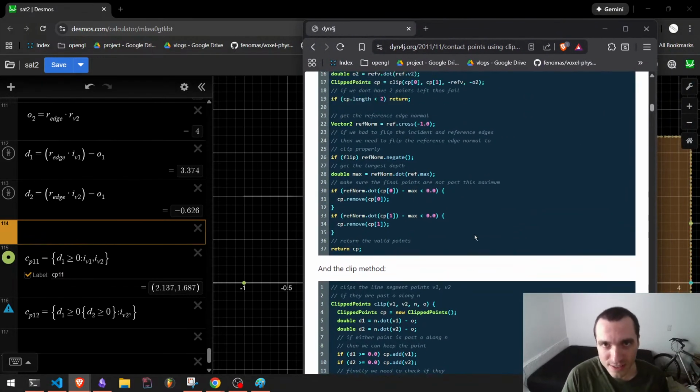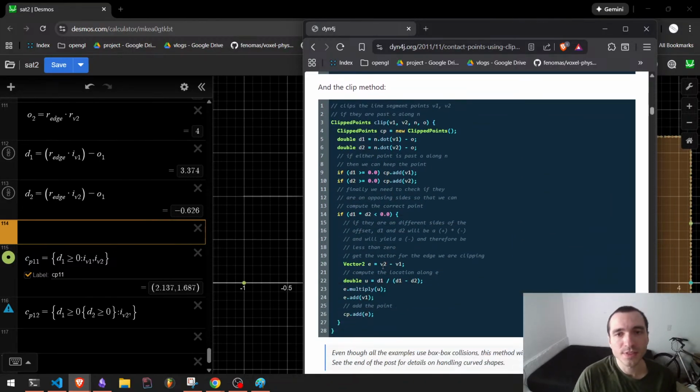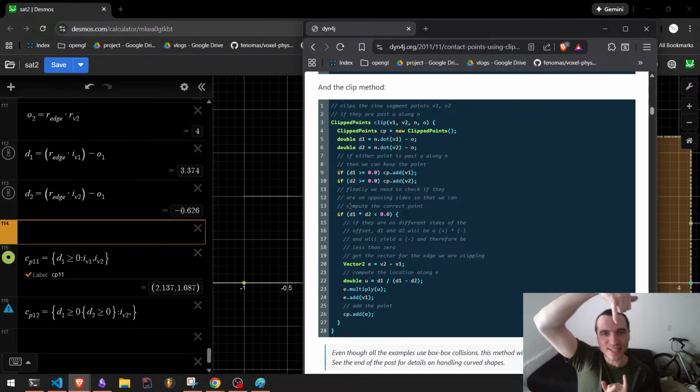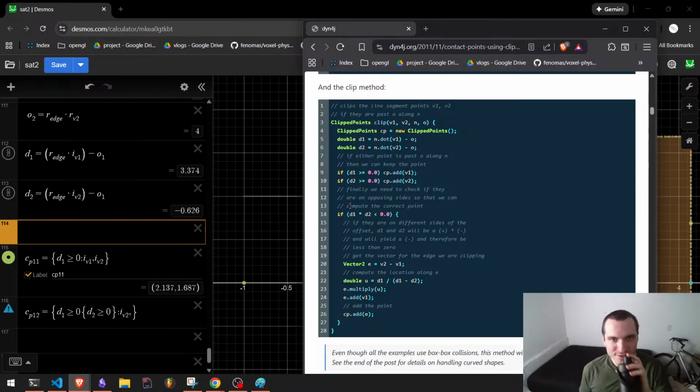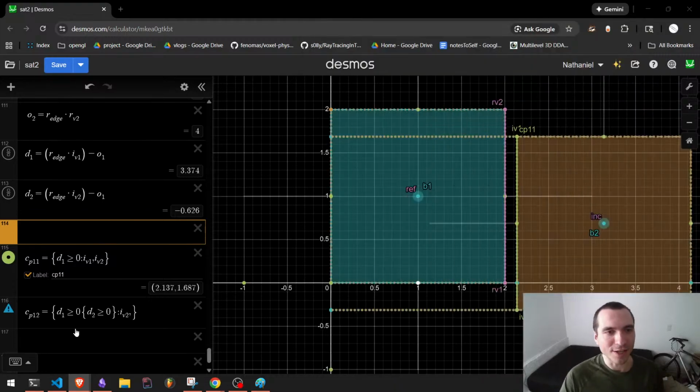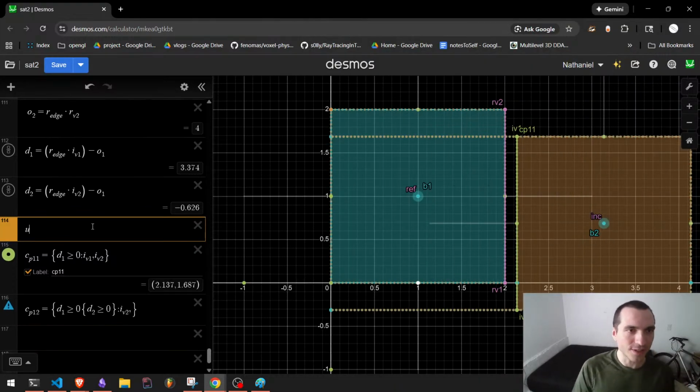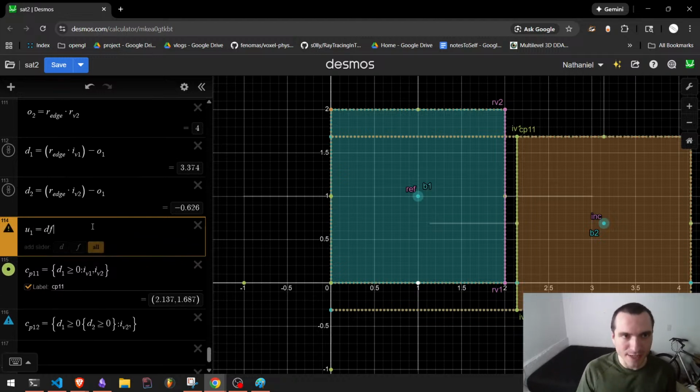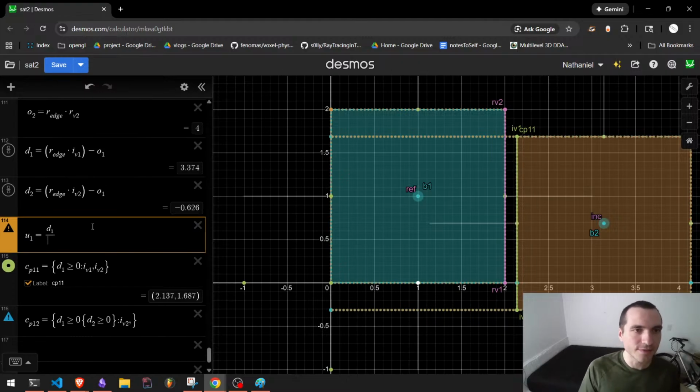We reference this article. We're going to start stepping along that line. So when D1 and D2 are on opposite sides of this axis, multiplying them together will be negative. Multiplying a positive with a negative is going to be negative. And in that case, we're going to need to project the clipped point along the reference axis. We do that by taking the incident edge and multiplying it by D1 divided by D1 minus D2. We'll call it U1, since it's from the first step: U1 equals D1 over D1 minus D2.